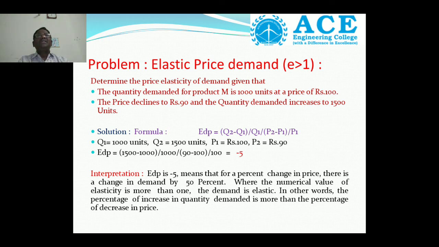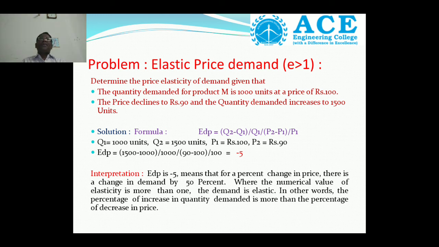Whereas in the second statement, the price declines to rupees 90. Earlier what is the price? 100. But now the price declines to 90 and the quantity demanded increases to 1500 units. So that means the price decreases by 10 rupees and the quantity demanded increases by 500 units. So what does this problem indicate? Relatively elastic demand.